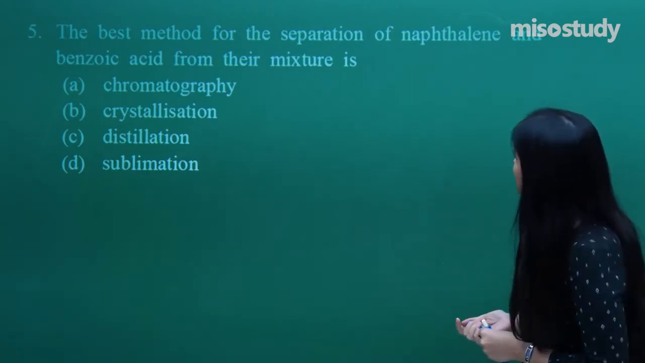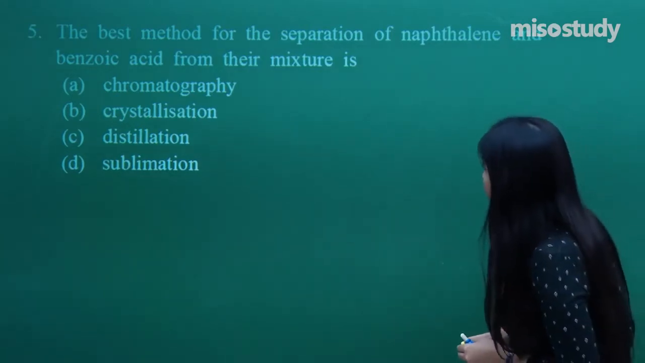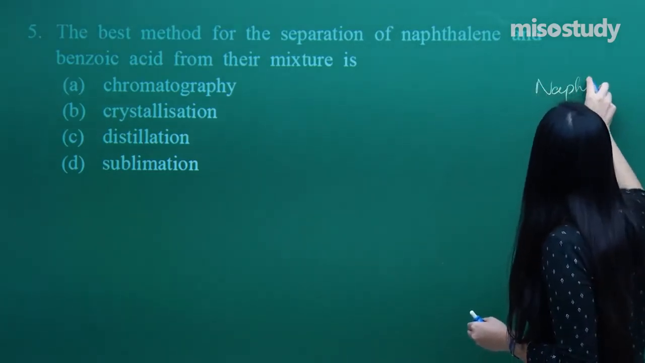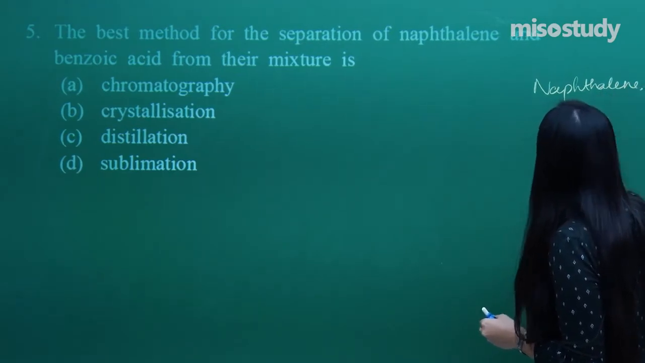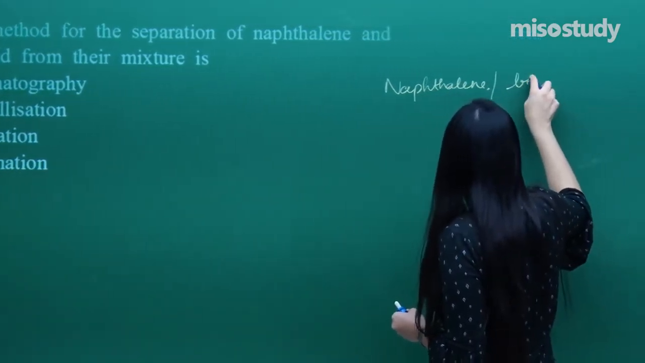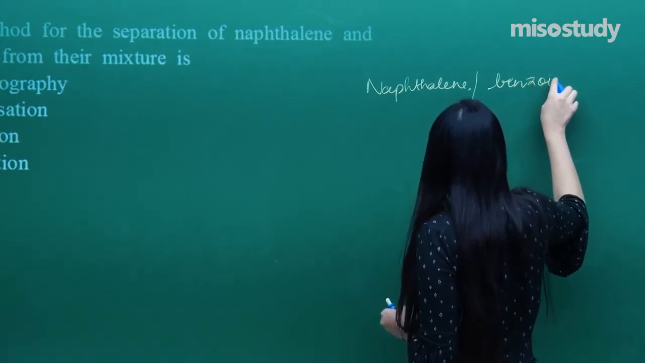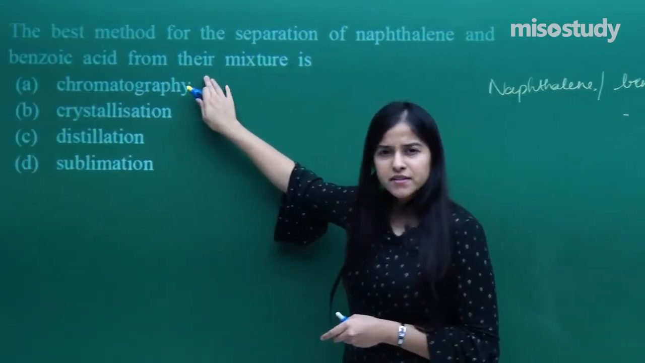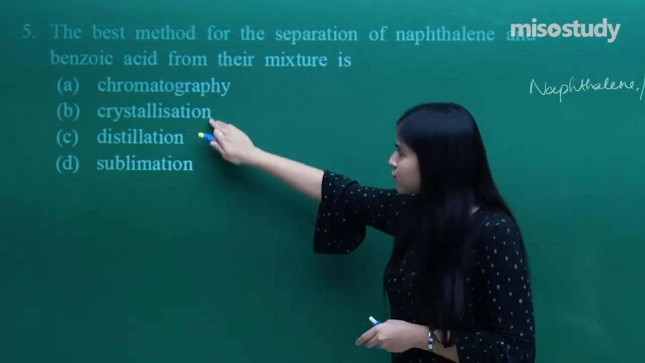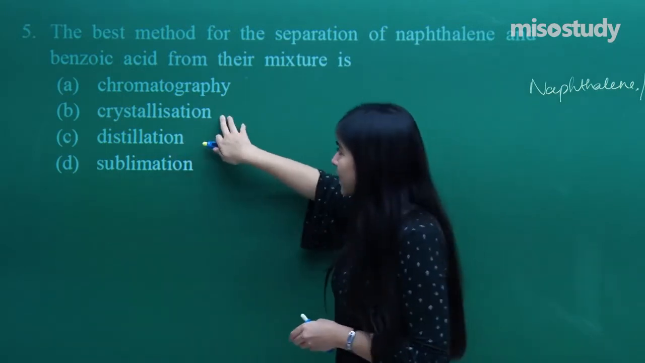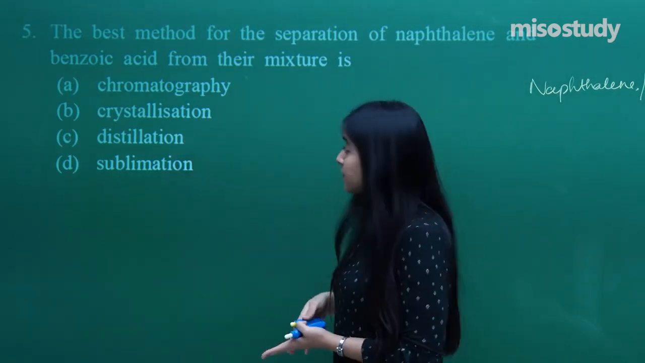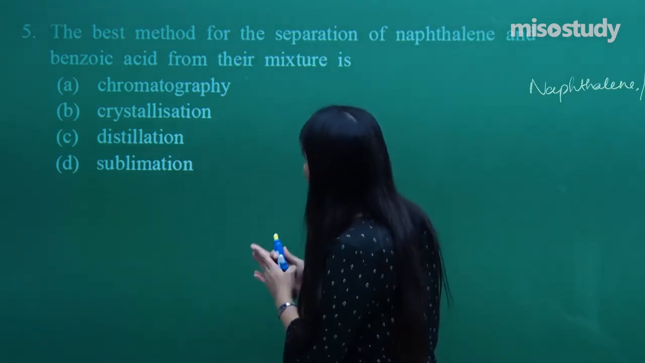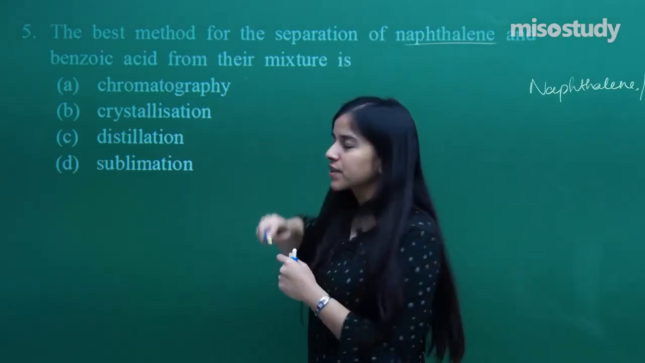The best method for the separation of naphthalene and benzoic acid from their mixture is, so I have got naphthalene, I have got benzoic acid, that is the mixture that I have got, right? Chromatography, is it? I don't think so. Let us just move on to other options first. Crystallization, it may or may not be. Distillation. So let us just first check, before having a confusion, what all compounds are given.